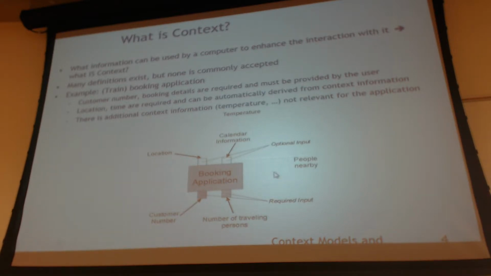Then you have several other inputs. You have the location inputs, you have calendar information, and so on. If you think of a ticket booking application, a person comes in and says that I want to go from point A to point B. So that point A to point B is the exact location.